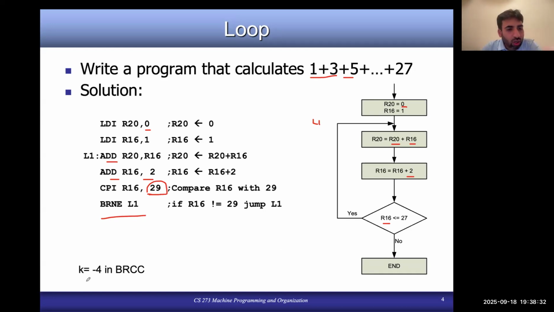And what will be the value of offset RK? It will be -4 in this case. Why? Because PC plus 1 is pointing to the next instruction after branch not equal. So how much offset do we need to go back to L1? 4, because you can count simply 1, 2, 3, and 4. Okay.